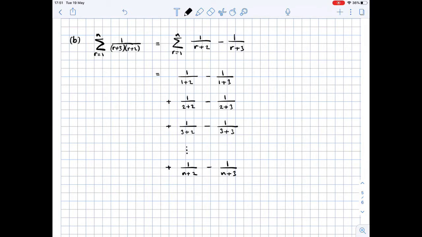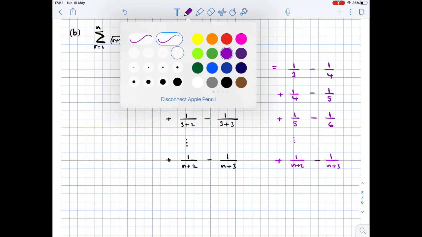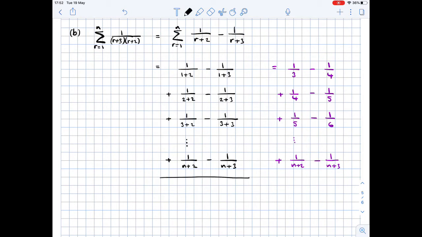Now, it may be obvious to spot the pattern here. However, it can be helpful to rewrite this out, simplifying each term. So a third minus a quarter plus a quarter minus a fifth plus a fifth minus a sixth. And from here, we can move on down to the bottom where we have plus 1 over n plus 2 minus 1 over n plus 3. And from here, you can start to spot which terms will cancel. So minus a quarter and positive a quarter are going to cancel. Then minus a fifth and positive a fifth are going to cancel.